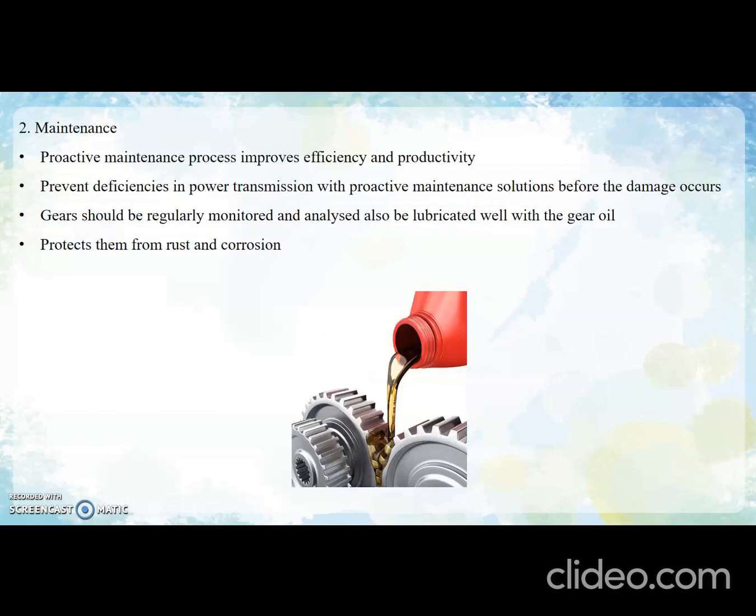The next thing in preventing gear failure is to do maintenance. One type of maintenance that we can do is proactive maintenance, because it improves the efficiency and productivity of the gear. It also prevents deficiencies in power transmission with a proactive maintenance solution before the damage occurs, so that when we do proactive maintenance, we will know which gear has been broken or not. We have schedules to check whether the maintenance has been done or not, so we can prevent the damage before it occurs.